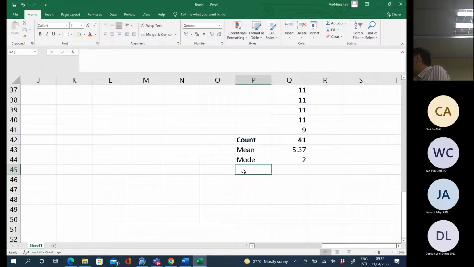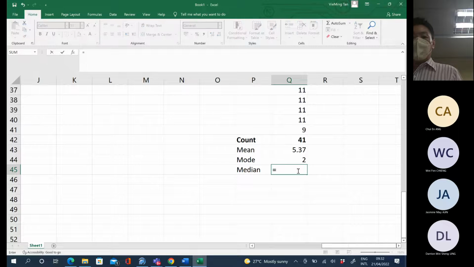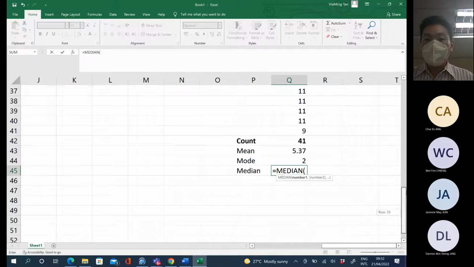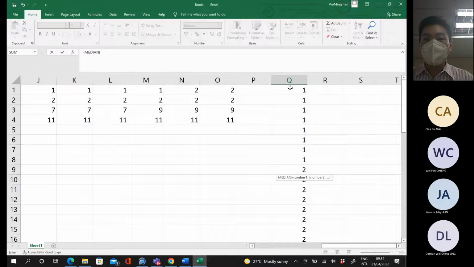Then the next one is median. In Excel, you can just type equal MEDIAN. Then this function appears, so click on this function 2 times, left click 2 times. Then highlight or select the 41 data.